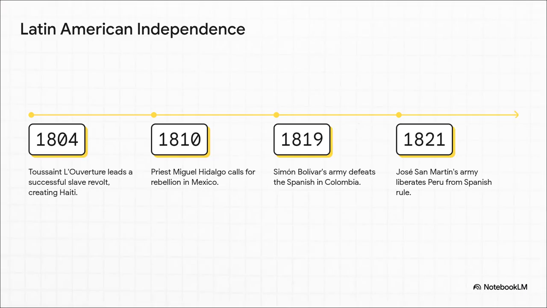And you can see the global impact right here. First up in Haiti, Toussaint Louverture leads the first successful slave revolt in modern history. Amazing. Then, down in Mexico, a priest named Miguel Hidalgo sparks a massive rebellion. And in South America, you have these two incredible leaders, Simón Bolívar fighting from the north and José San Martín from the south, who together lead armies that liberate an entire continent. Make sure you remember these names. They are the founding fathers of Latin American independence.